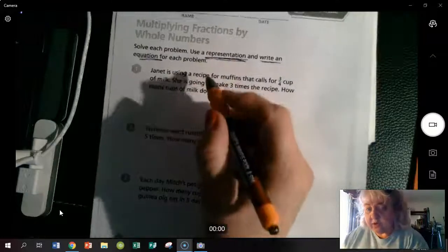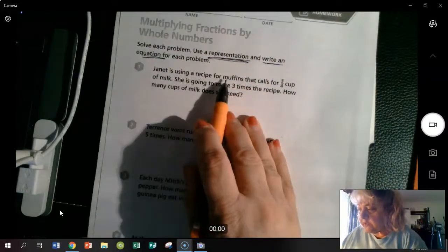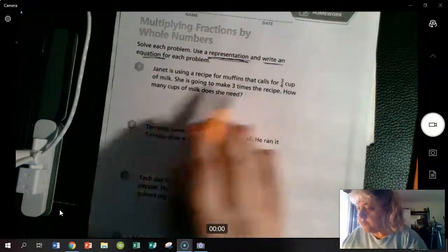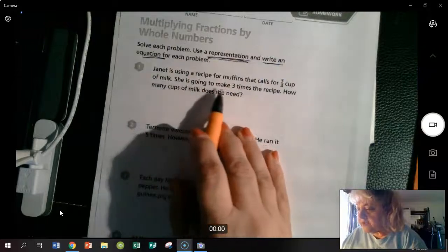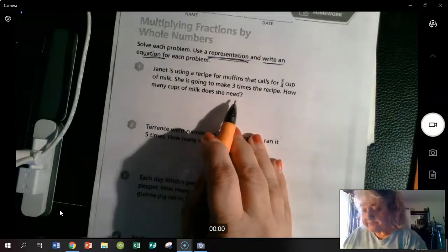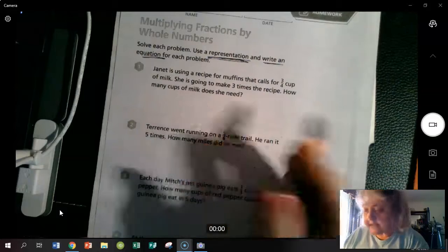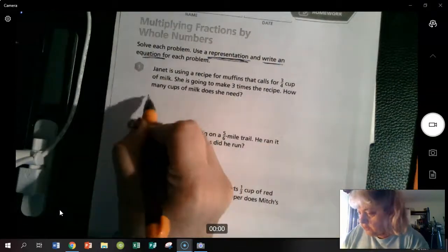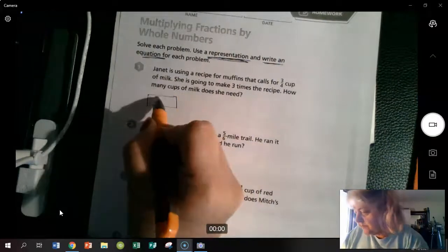So let's look at our first problem. Janet is using a recipe for muffins that calls for 3/4 a cup of milk. She is going to make 3 times the recipe. How many cups of milk does she need? Well, let's start with what we know. We know that we could represent 3/4.